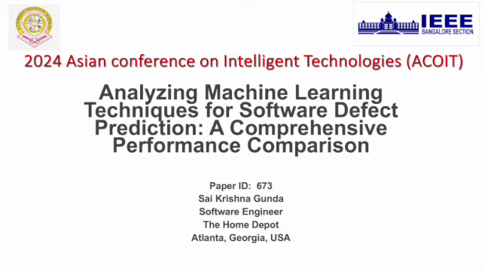My paper ID is 673. The paper title is Analyzing Machine Learning Techniques for Software Defect Prediction, a Comprehensive Performance Comparison. So myself, Sai Krishna Kunda, working as software engineer in Home Depot, Atlanta, Georgia, USA.